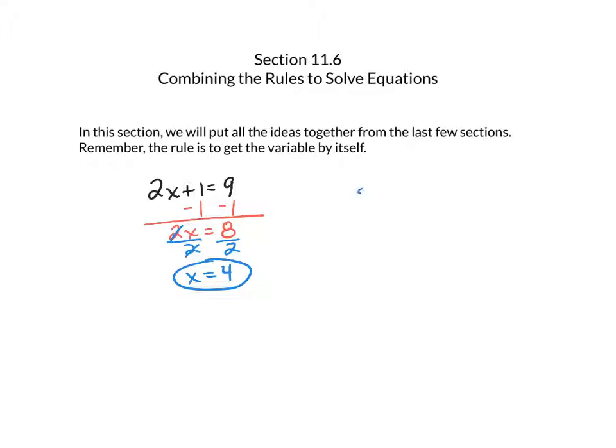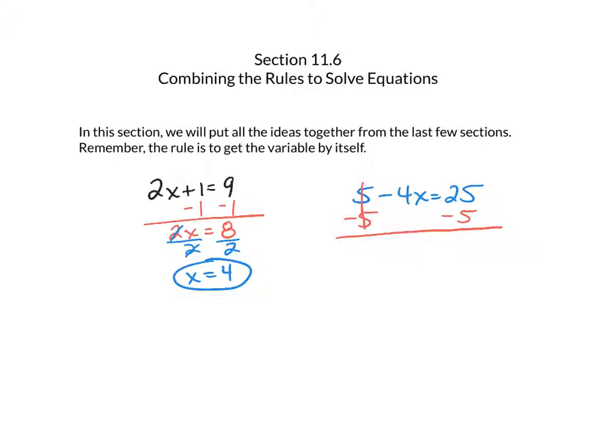Let's look at another problem. Here I have 5 subtract 4x is equal to 25. Well, I have 5 subtract that 4x. I do have a 5 on that side. So I'm going to subtract that 5 from the left-hand side, which means I need to subtract the 5 from the right-hand side. The 5 subtract 5 cancels out.